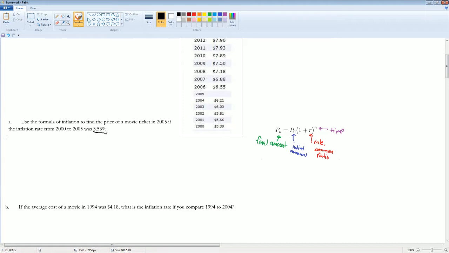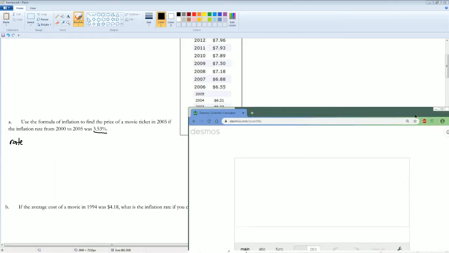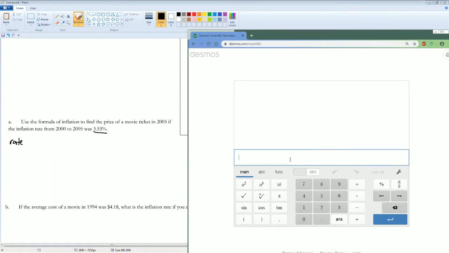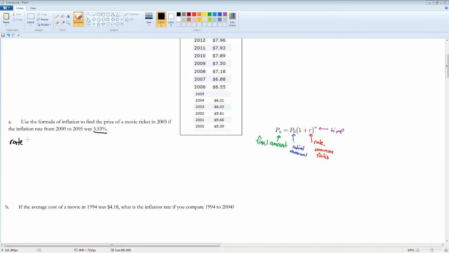This is the rate, but we want the rate in decimal. So again, if you want to learn how to convert a percentage to a decimal, 3.53 divided by 100. That's how you get it into its decimal form. It's just to divide it by 100. Okay? So the rate here, the R, is equal to 0.0353. Okay, good. And what is the time? The time is from 2000 to 2005. So the time here is 5 years.